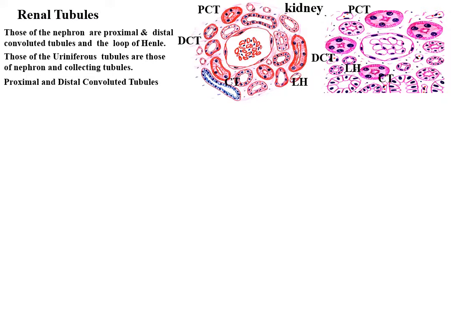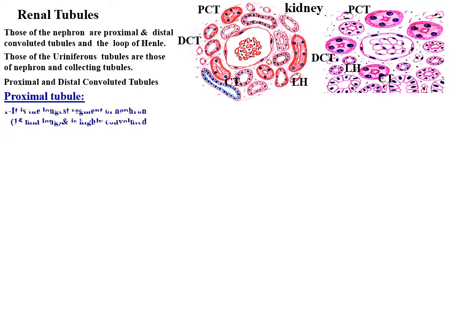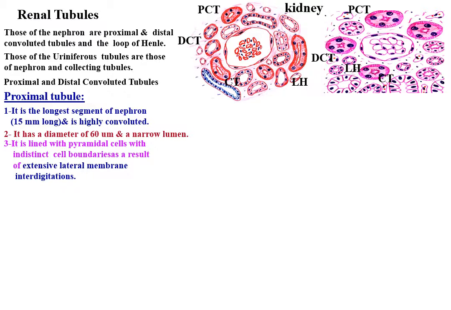Proximal tubule is the longest segment of the nephron, about 15 millimeter long, and is highly convoluted. It has a diameter of about 60 micron and a narrow lumen. Proximal tubule is lined with pyramidal cells with indistinct cell boundaries as a result of extensive lateral membrane interdigitations. The number of cells in transverse section is few, about 3 to 4 in number.